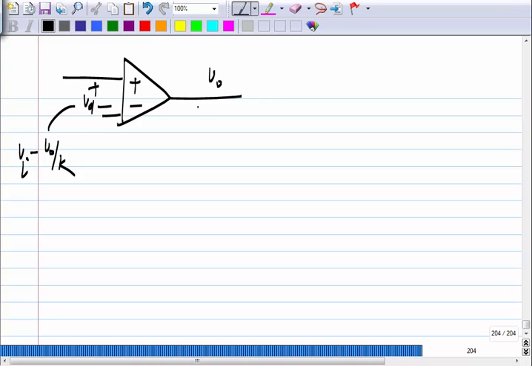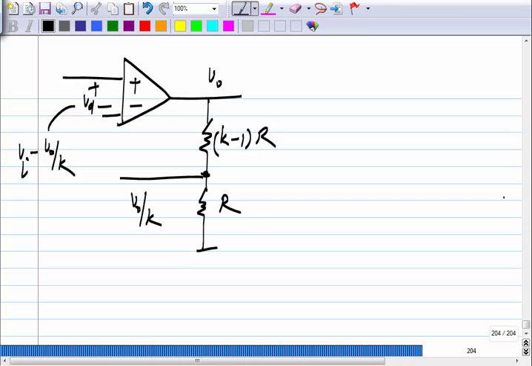And because you have two terminals across which you measure Vd, the easiest way might be to do this. You apply V naught across a resistive divider to get V naught by k, and I have Vi here. So, I can apply Vi to one of the terminals and V naught by k to the other terminal. Yeah, so that's fine.